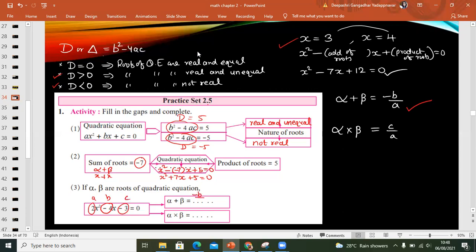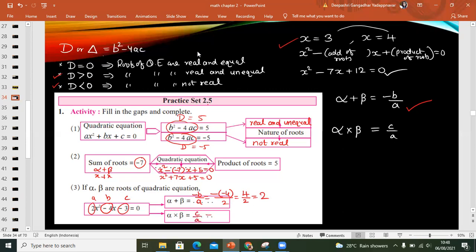This one is minus b upon a. The b value is negative 4, so we have to use a bracket sign, and a value is 2. So if you solve this further, negative times negative becomes positive 4, divided by 2, which will give you the answer as 2.